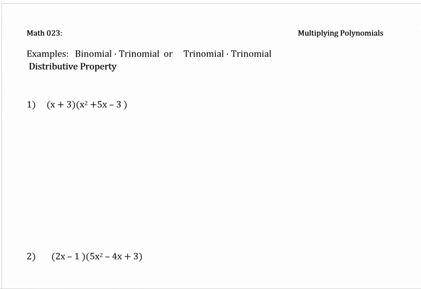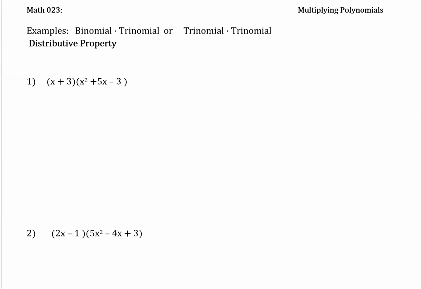All right, let's keep going. Let's multiply a binomial times a trinomial, or we can multiply two trinomials together. So I'm going to write this as a distributive property. So it's going to be x times everything in that trinomial, x squared plus 5x minus 3, then plus 3 times the trinomial, x squared plus 5x minus 3. So let's distribute and combine like terms.